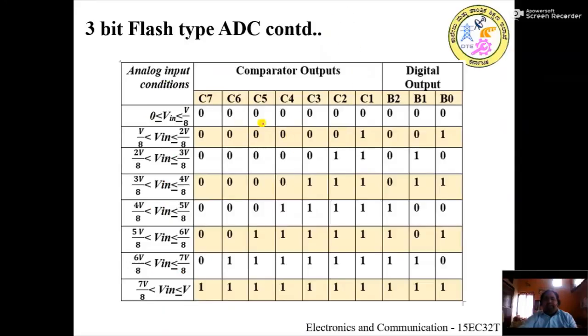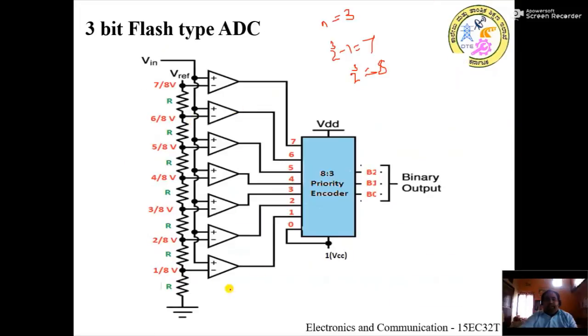And here also you can see this is a truth table. As long as the Vin is less than V by 8, only the comparator 1 output will be logic high. If it is greater than 2V by 8, then comparator 1 as well as comparator 2 will give an output 1. Similarly, if the analog quantity is greater than 3V by 8, then this also would be 1.